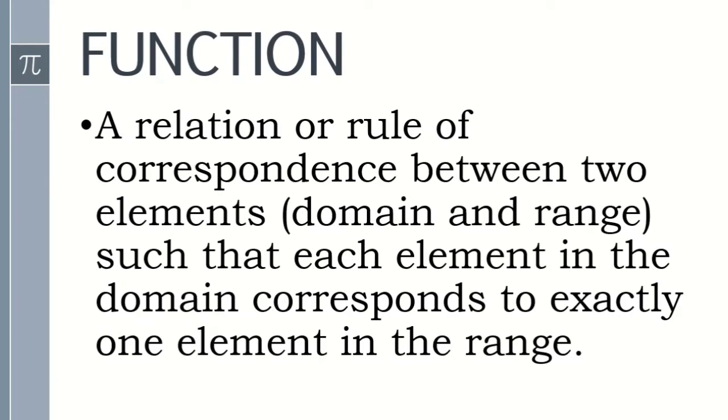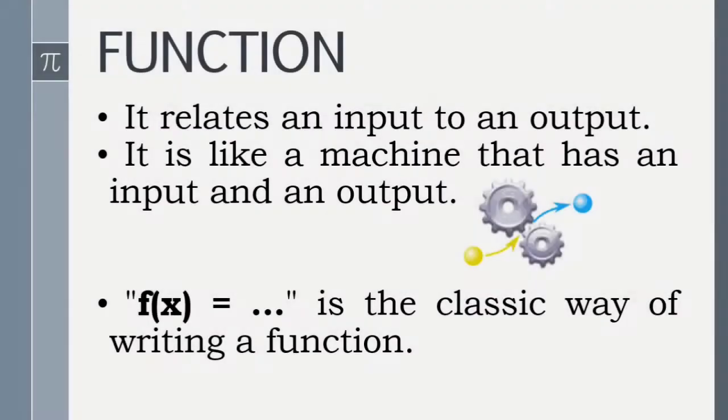By definition, a function is a relation or rule of correspondence between two elements, domain and range, such that each element in the domain corresponds to exactly one element in the range. It relates an input to an output. It's like a machine that has an input and an output. So f of x equals is the classic way of writing a function.